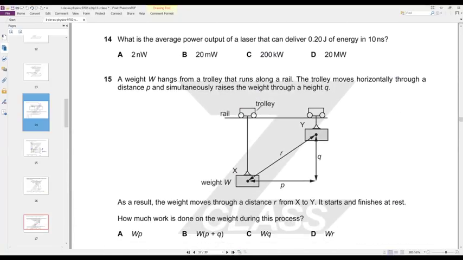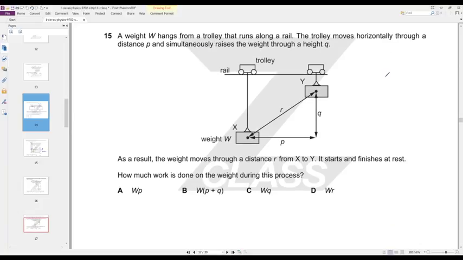Average power output of a laser, 0.2 joules of energy in 10 nanoseconds. Power is energy per second. 10 nanoseconds converted into seconds is 10 times 10 to the minus 9. 0.2 divided by that, put it into your calculator, and you will get 0.02 times 10 to the 9, it's 20 megawatts. Cool.